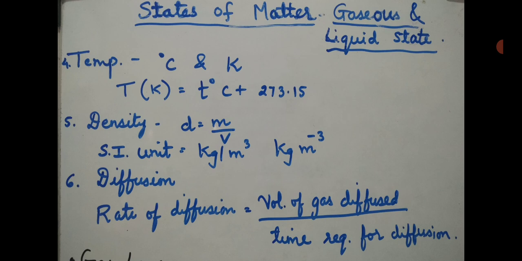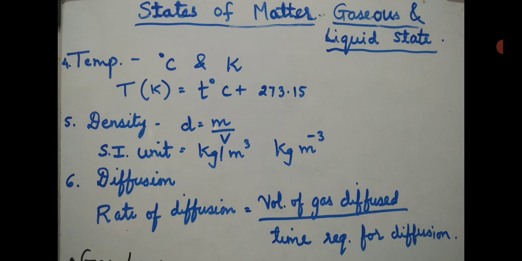Now the formula that is put up here shows how to convert the temperature in degrees Celsius to Kelvin. If you want temperature in Kelvin, add 273.15 to the temperature which is given in degrees Celsius. So we get the formula as temperature in Kelvin is equal to temperature in degrees Celsius plus 273.15. This formula we have already studied in the first chapter.